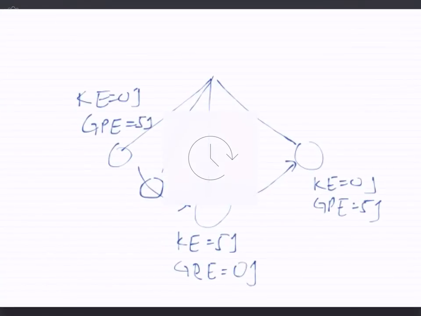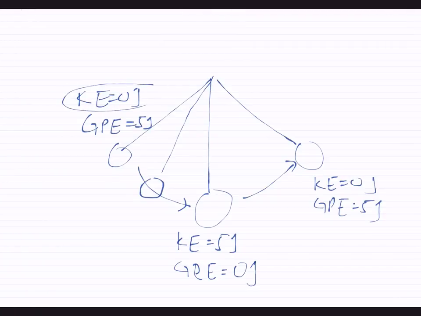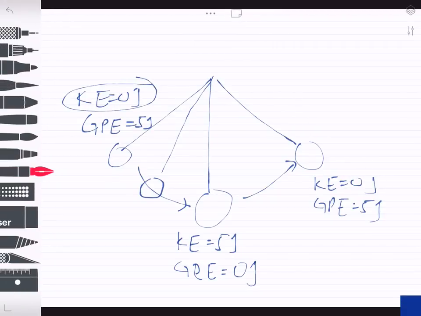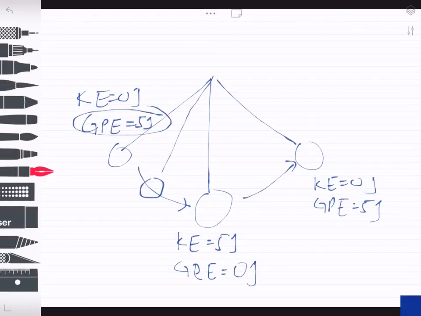And then you can see another example here. Let's say we have a pendulum. Okay, let's say we start from here. Before we release it, it doesn't have any kinetic energy because it's not moving yet. And we have gravitational potential energy because it has certain height. For example, here we have 5 joules.